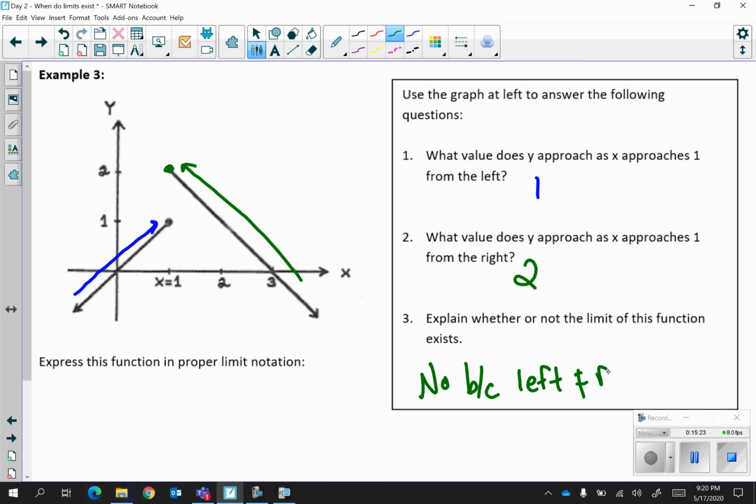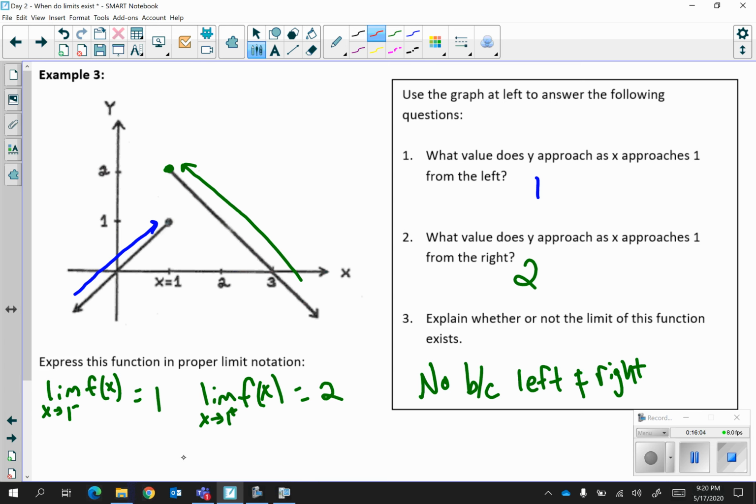If you want to really fully write this out, you would say that the left-hand limit does not equal the right-hand limit. Now, if you want to write this in proper limit notation, you're going to say that the limit of f of x as x approaches 1 from the negative, that means from the left, is equal to 1. The limit of f of x as x approaches 1 from the right, the positive side, is going to be 2. Because the two values are different, your total overall answer is going to be the limit as x approaches 1 in general of f of x does not exist.